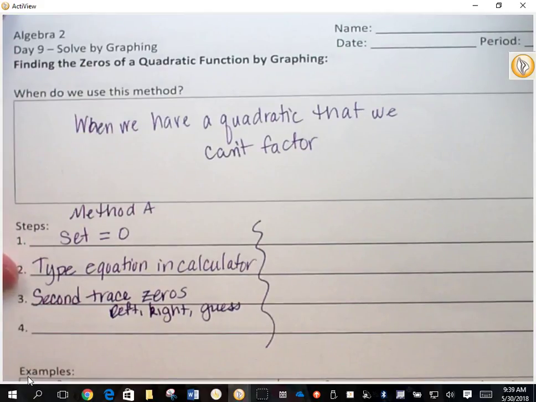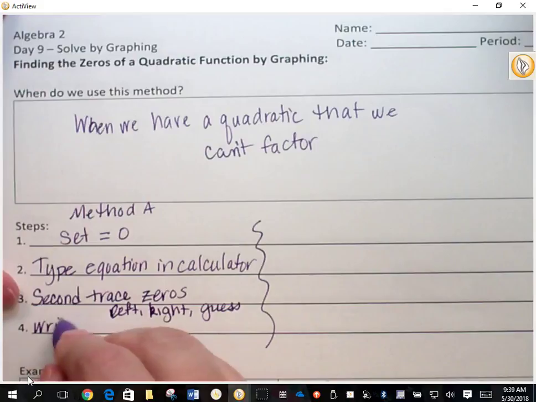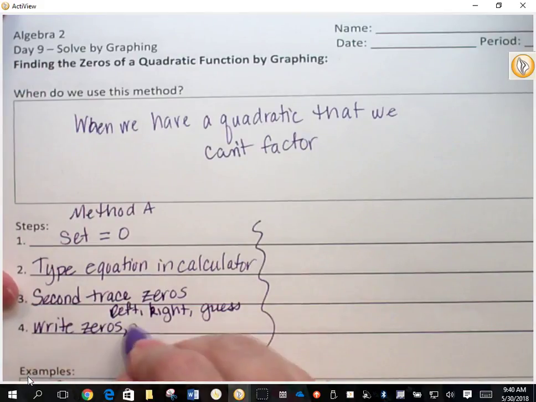And the final step is we're going to write our zeros, which is another way of saying solutions, roots, as ordered pairs.